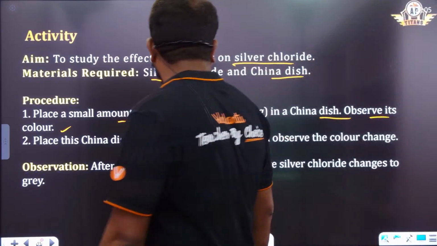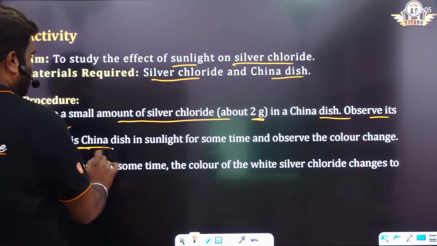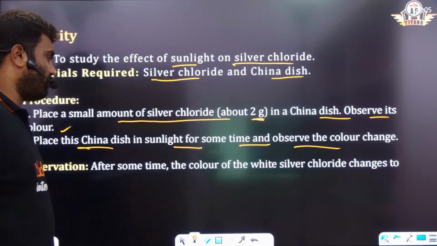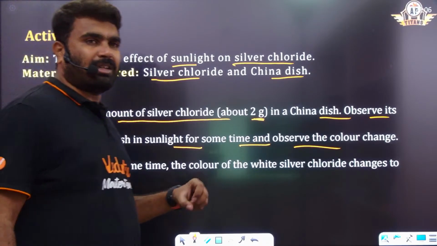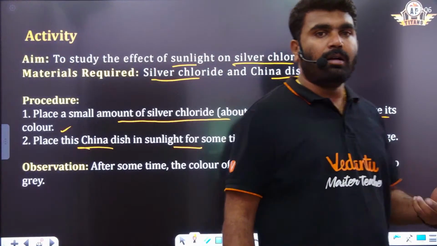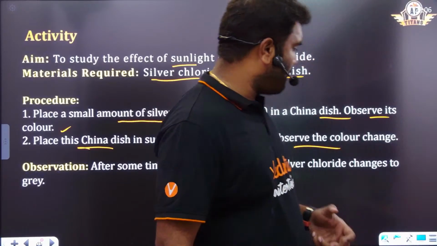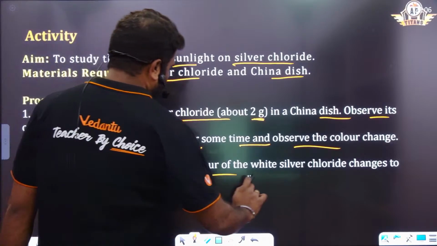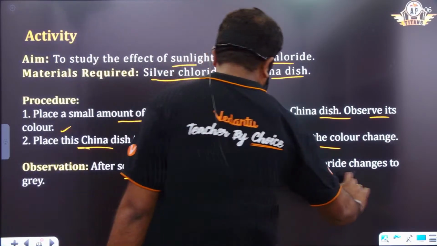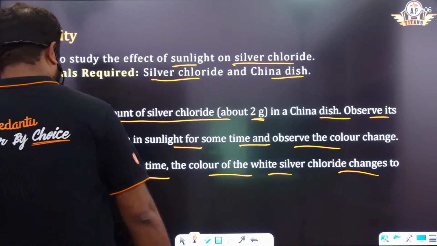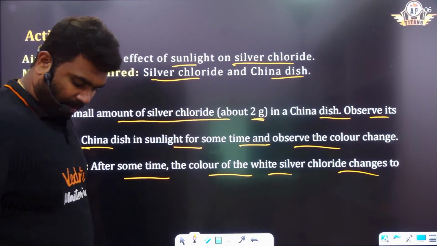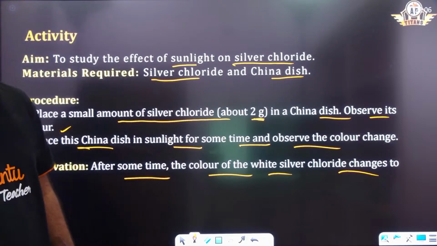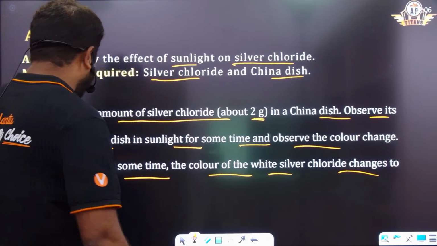Place this China dish in sunlight for some time and observe the color change. So we have to place this silver chloride in the sunlight, and we have to observe the changes, right? After some time the color of the white silver chloride changes to gray color.